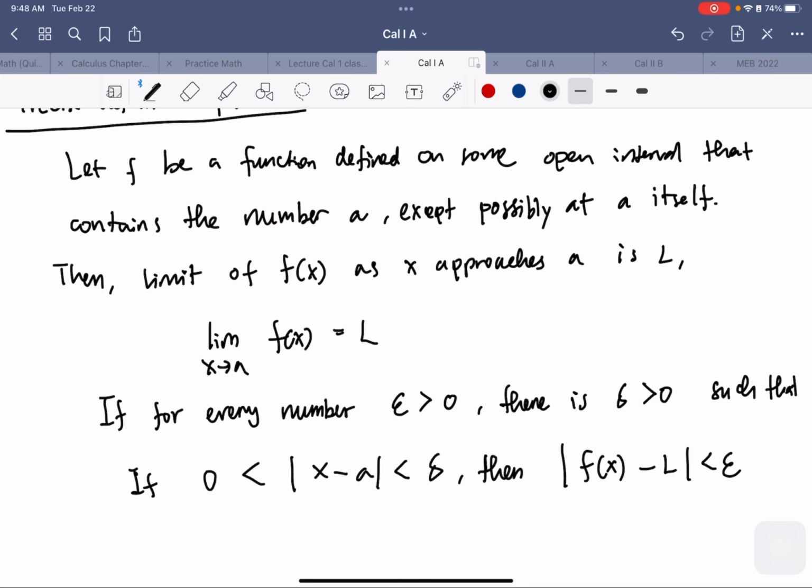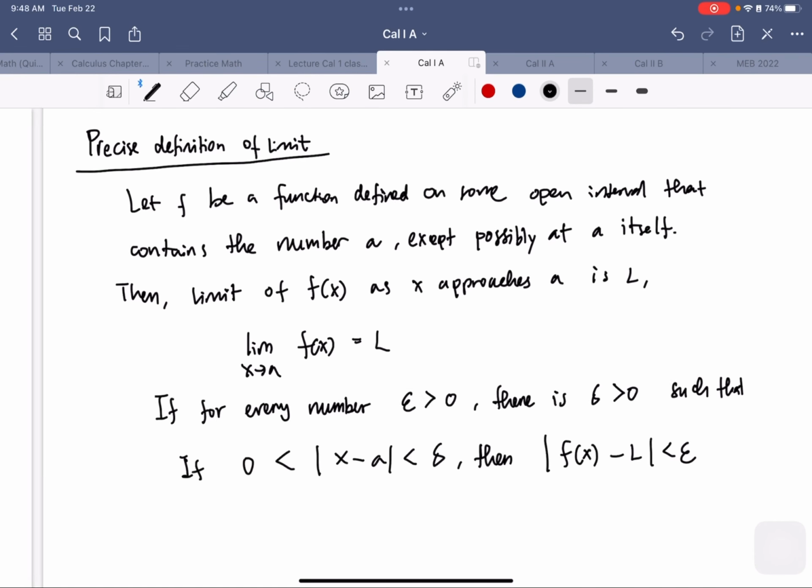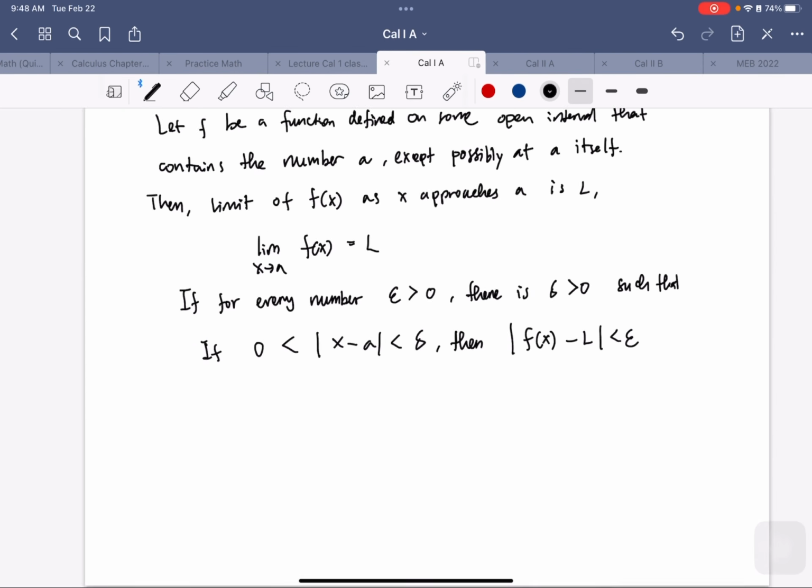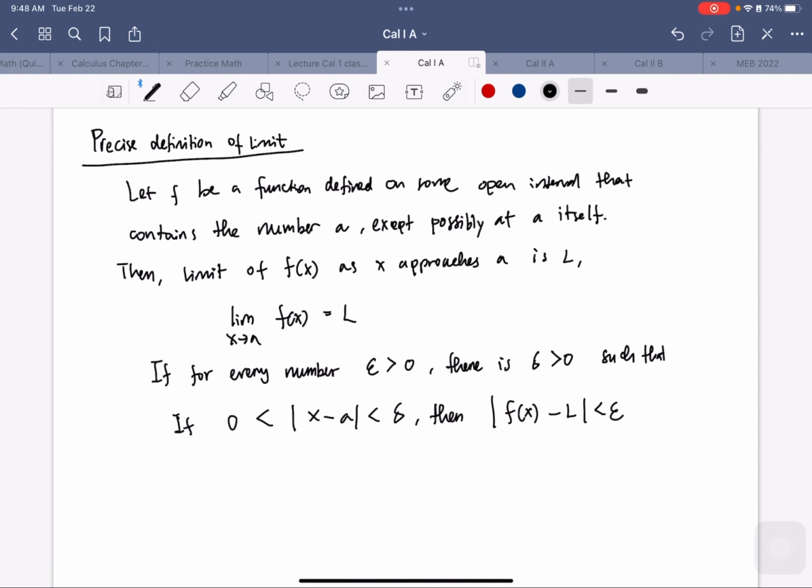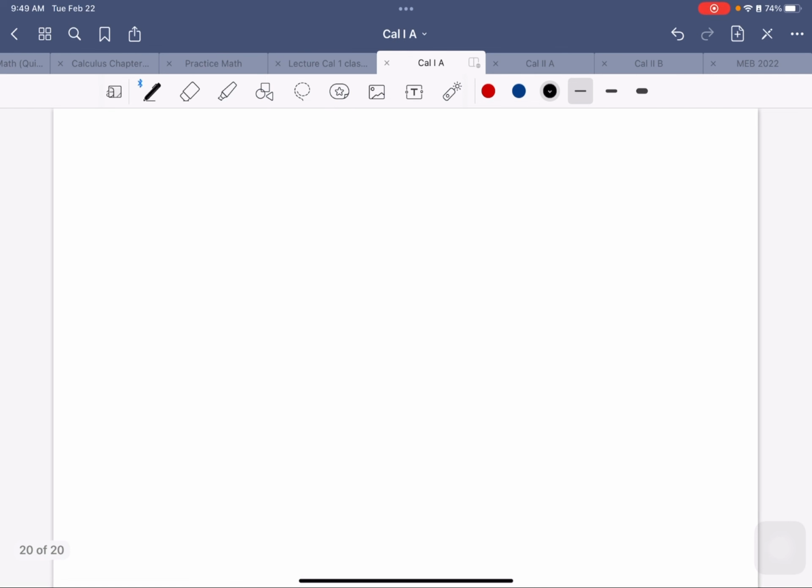Maybe I can give you one example of how we approach these precise definitions. Prove that the limit as x approaches 3 of 4x minus 5 is 7.